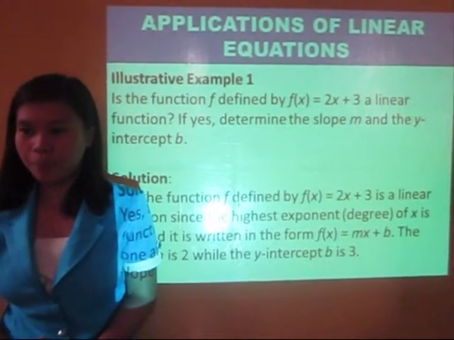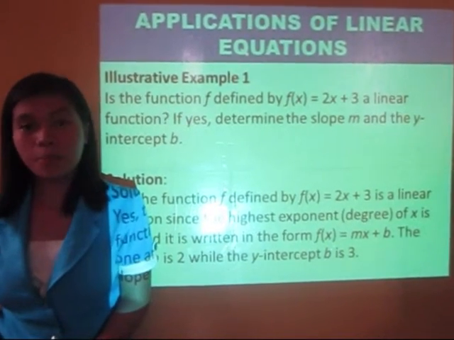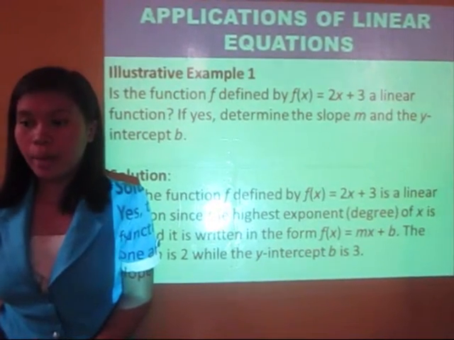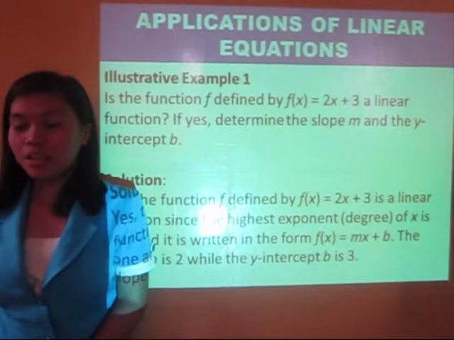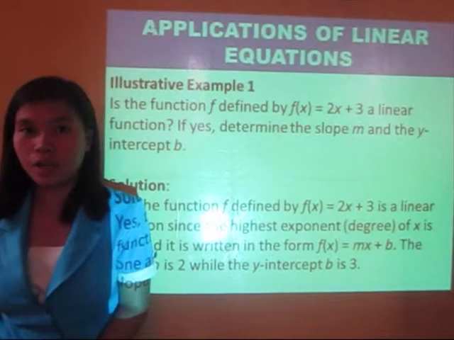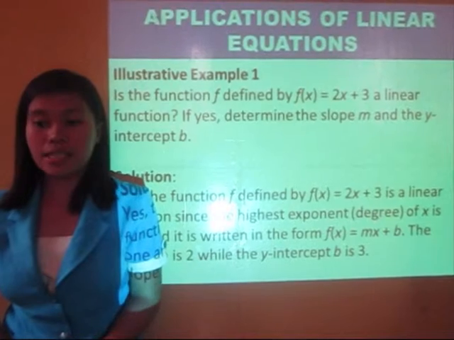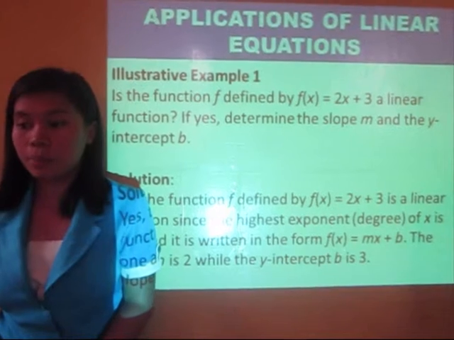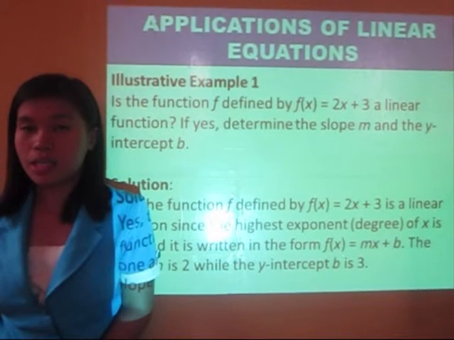Illustrative example number 1. Is the function f defined by f of x is equal to 2x plus 3 a linear function? If yes, determine the slope m and the y-intercept b. Solution. Yes, the function f defined by f of x is equal to 2x plus 3 is a linear function, since the highest exponent or degree of x is 1, and it is written in the form f of x is equal to mx plus b. The slope m is 2, while the y-intercept is 3.